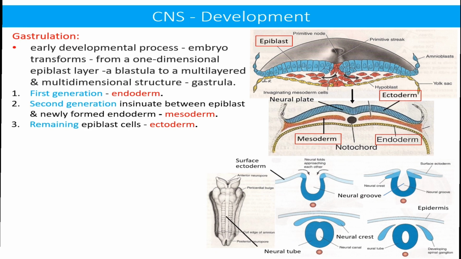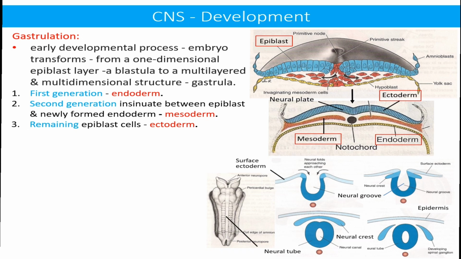Development of central nervous system. First, the gastrulation. This is an early developmental process in which the embryo transforms from a one-dimensional epiblast layer, a blastula, to a multi-layered and multi-dimensional structure, the gastrula. In this process, the epiblast cells at the periphery of the blastula proliferate and migrate towards the center.